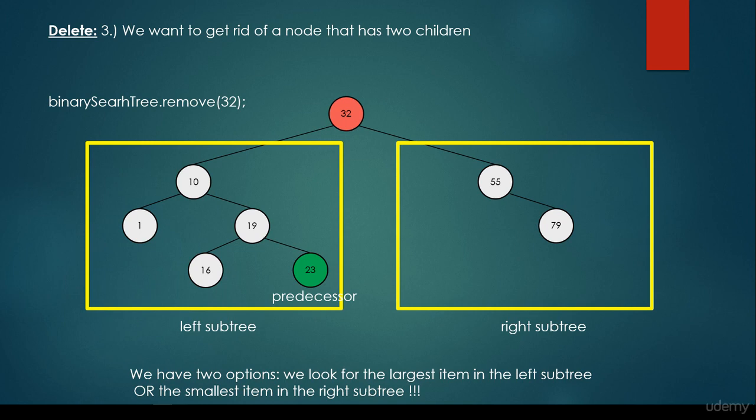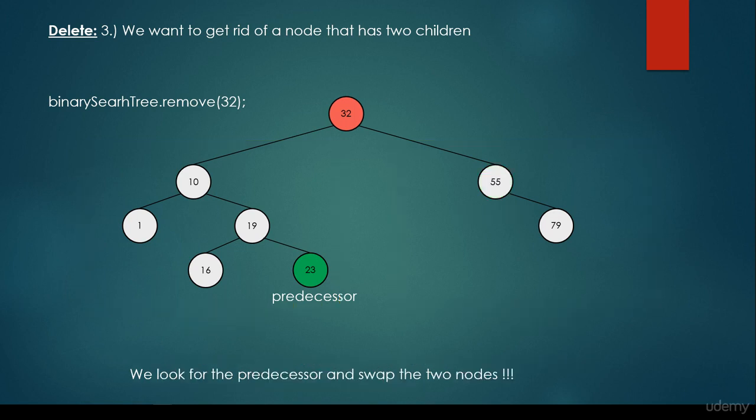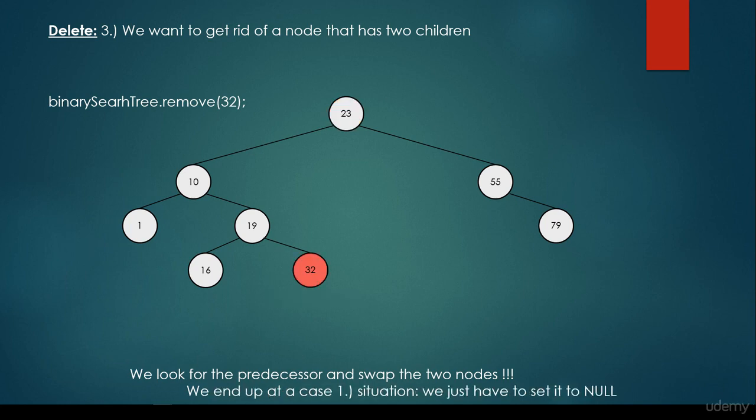Or we have to find the smallest item in the right subtree. This is the 55. It is called the successor. So the 55 is the successor of the 32. Okay. And then we have to swap the root node, for example with the predecessor. We could swap it with the successor as well, but in my implementation I'm going to use the predecessor. So we have to swap them.